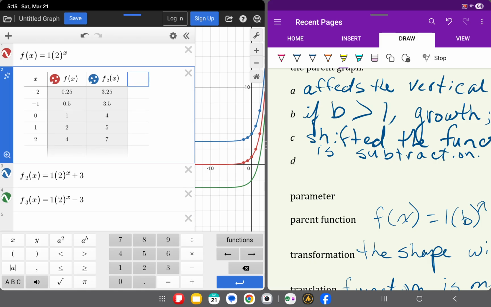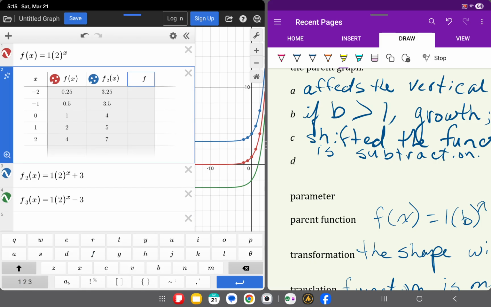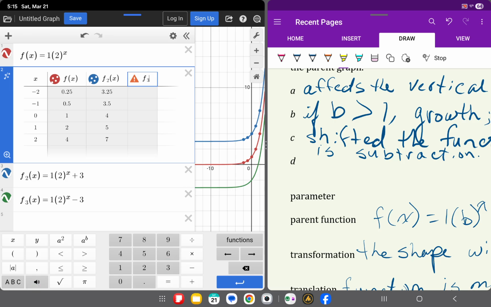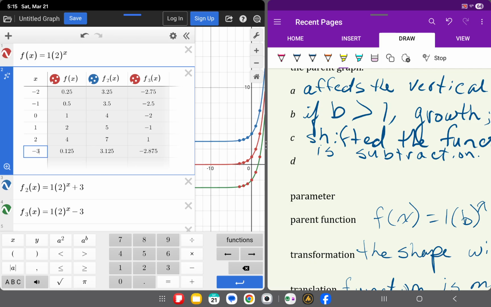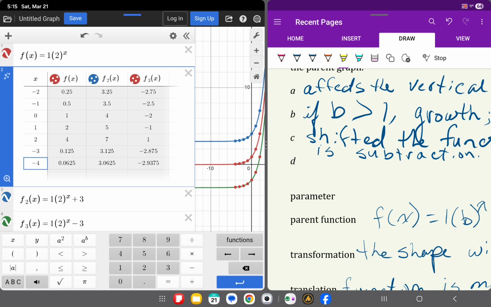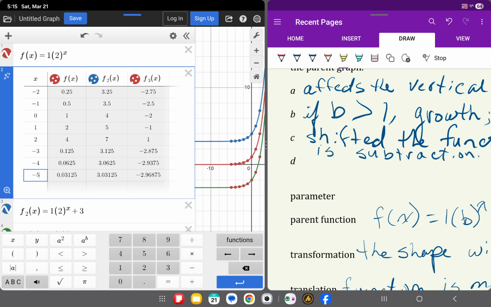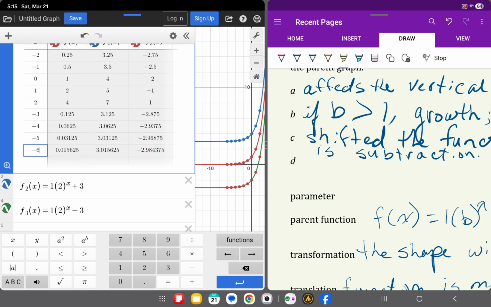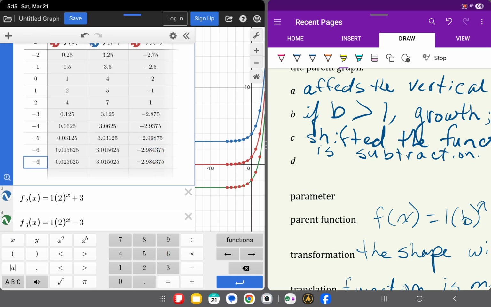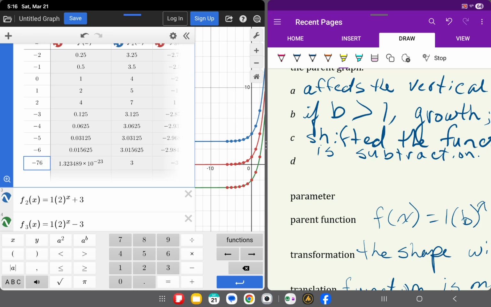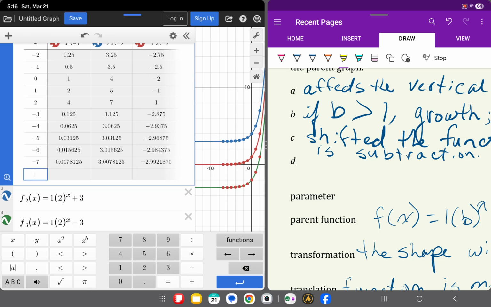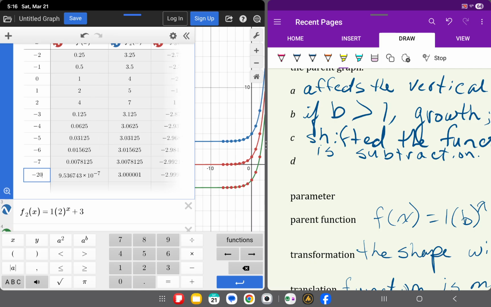And I want to do f3 of x. Okay. Now I want some more negative numbers to see what my asymptotes are going to be approaching. So, negative 3, 4, negative 5, negative 6, negative 7. Let's do negative 20. Maybe even negative 25.